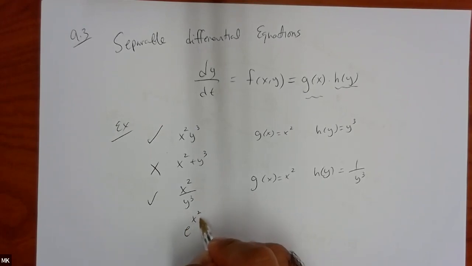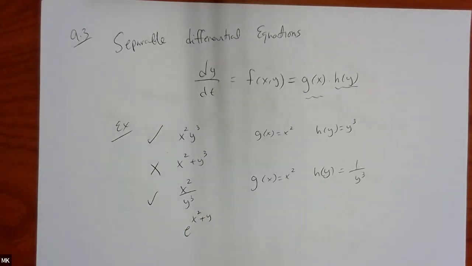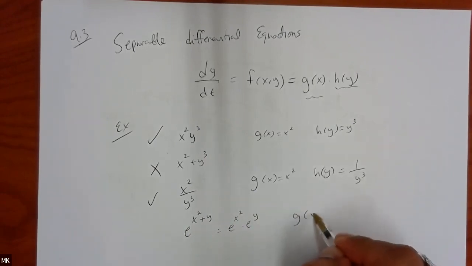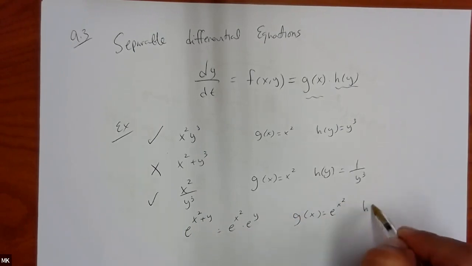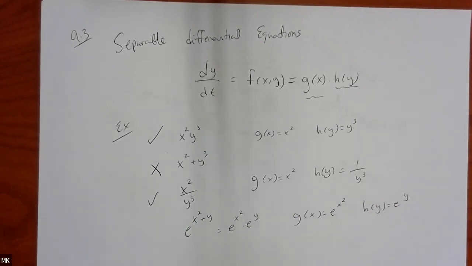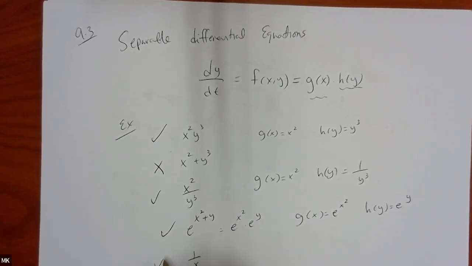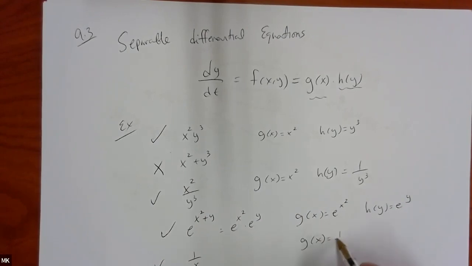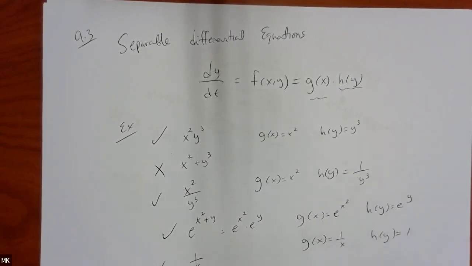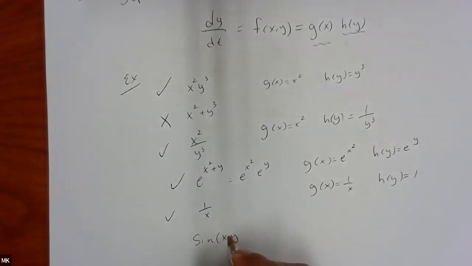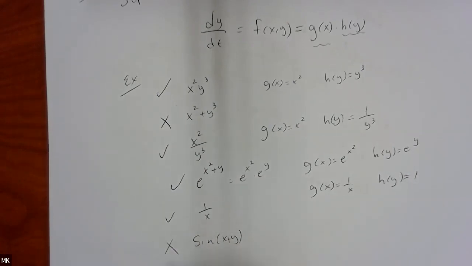E to the x squared plus y is separable because you can write that as e to the x squared times e to the y. So g of x is e to the x squared and h of y is e to the y. 1 over x is separable because your g of x is 1 over x, h of y is 1. Sine of x plus y, a lot of students think this will be separable because they remember the trig identity, sine x cosine y plus cosine x sine y. But even with that identity, this will not be separable.